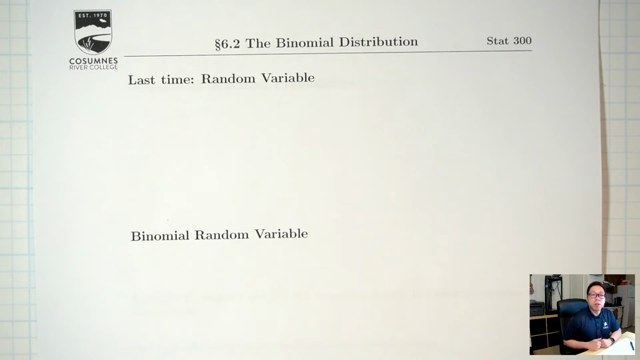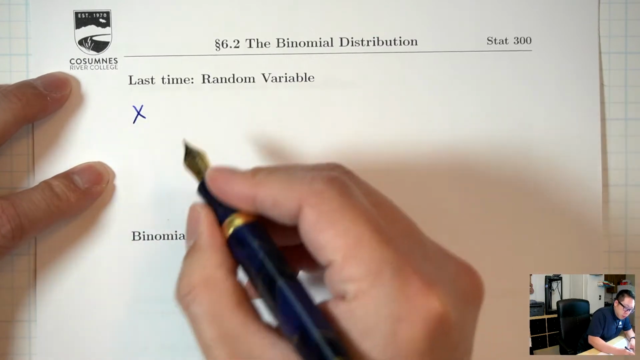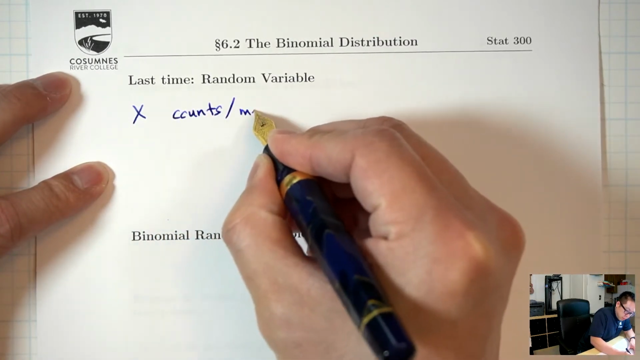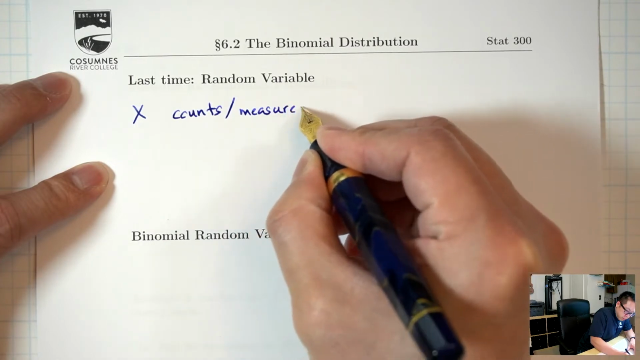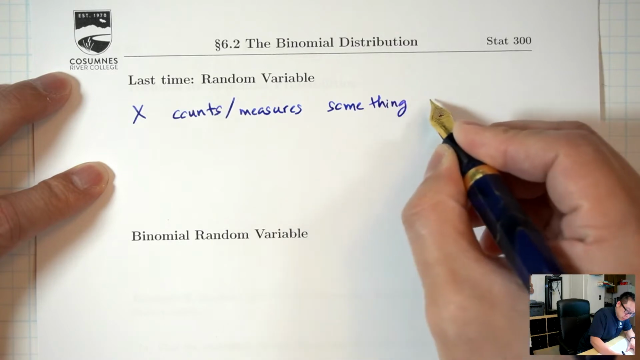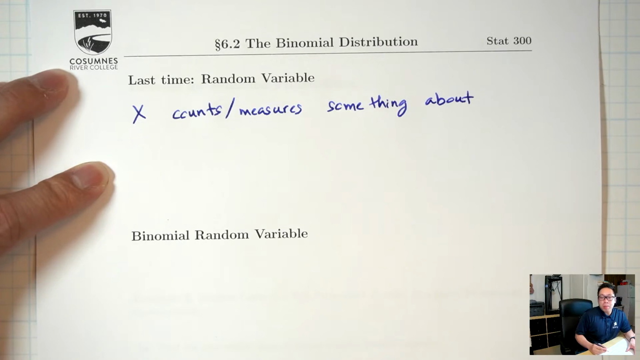In the last lecture, we talked about random variables. You start off with a random process like flipping a coin or picking random people, and you force it to be a number by counting or measuring something. So in the last lecture, a random variable x counts or measures something about the outcome of a random process.